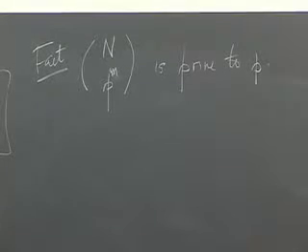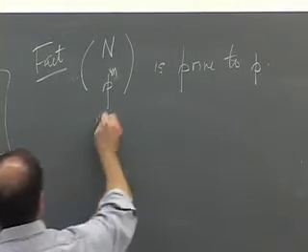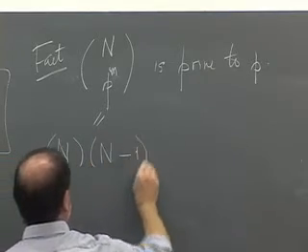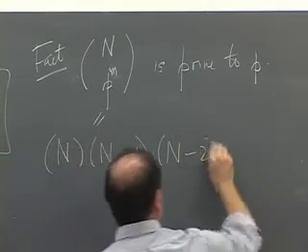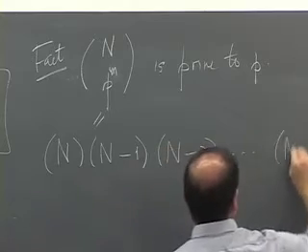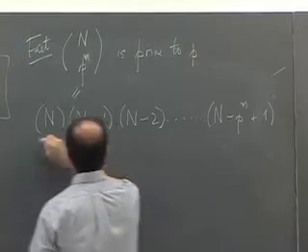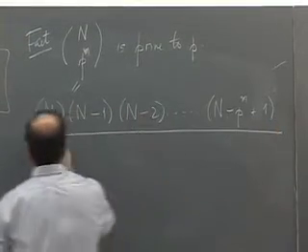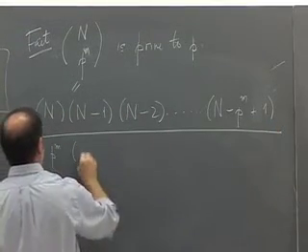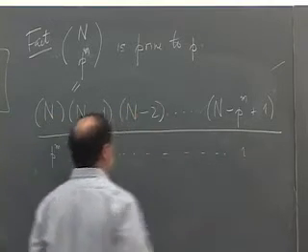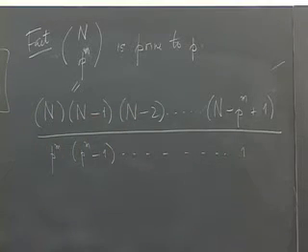So why is that? Well, write down this binomial coefficient. It looks like this: n times n minus 1, n minus 2, down to n minus p to the m plus 1, divided by p to the m times p to the m minus 1, down to 1. Okay?